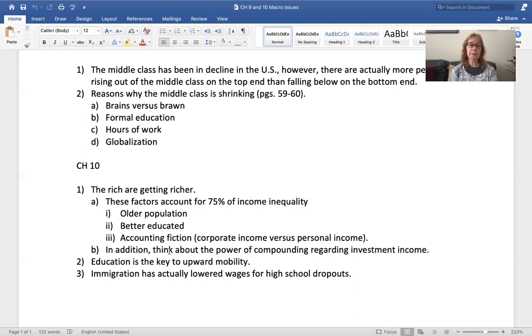So it does take money to make money. So you've got to start saving as soon as you can. And that's another reason why the wealthier are getting wealthier, because if you have money, it compounds.